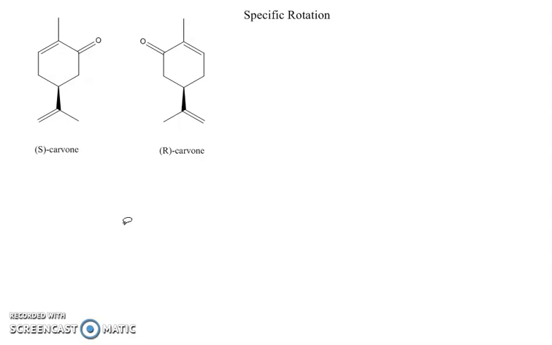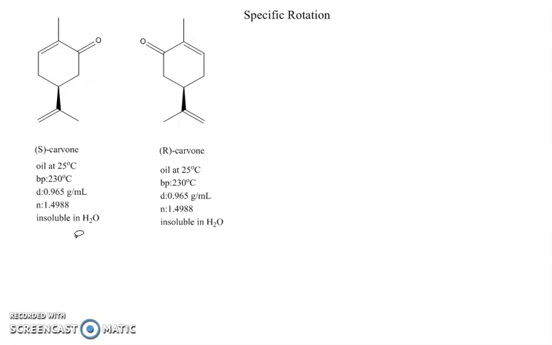And one of the things about enantiomers is their chemical properties are identical for the most part. So if we look at the chemical properties of these compounds, and I really should have said physical properties because these are physical properties. So at 25 degrees they're both oils, they both have the same boiling point, the same density, the same refractive index, the same solubility in H2O. So they're identical to one another with regard to these physical properties.